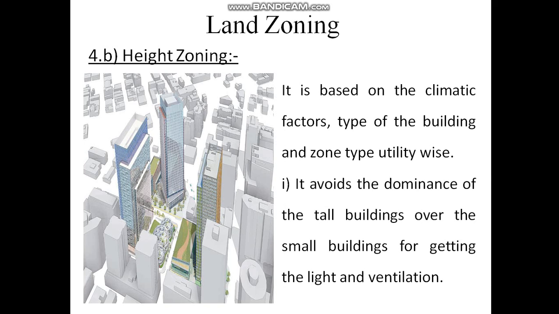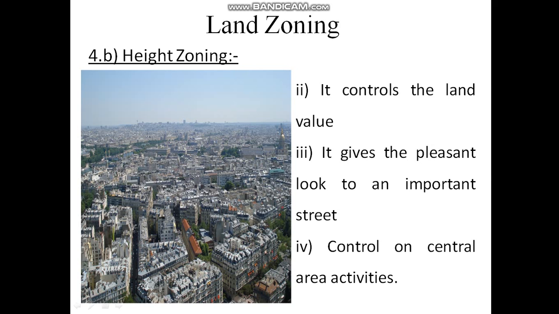Second is height zoning. In this height zoning, we are restricting the height of building, ultimately restricting the FSI of building. It is based on climatic factor, the type of building and zone type utility wise. It avoids the dominancy of tall building over the small building for getting the light and ventilation. It controls the land value. It gives a pleasant look to an important street, and it controls the central area activity.